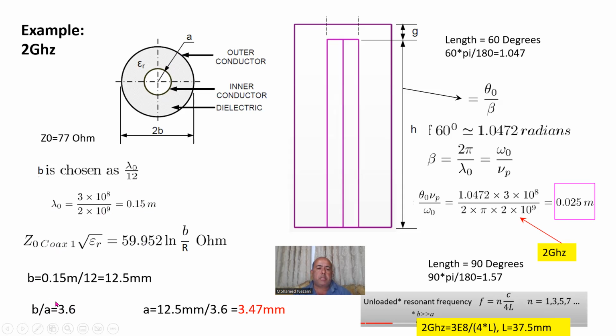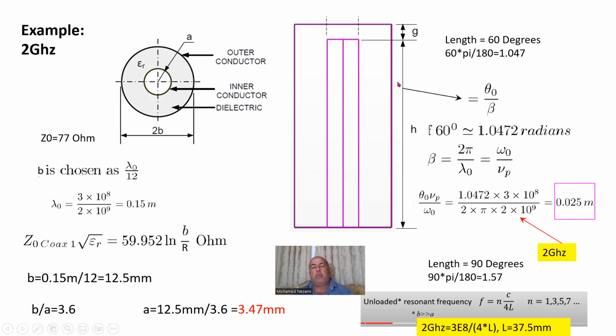So automatically, if that's the case, we can say we know that B has to be this much here, 15 centimeters divided by 12, which is 12.5 millimeters. So that gives you a solution for A. Then A is 3.47 millimeters. So we've got the diameter of the inner, the diameter of the outer. These are set. Now we need to calculate the length of this. We know obviously the quarter wavelength, which is this divided by 4.